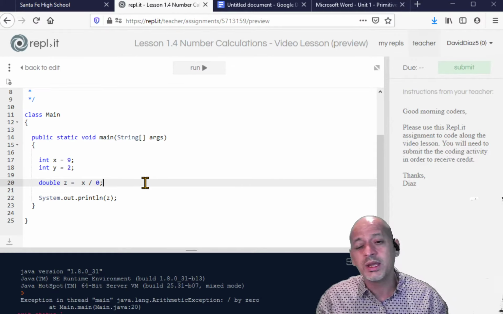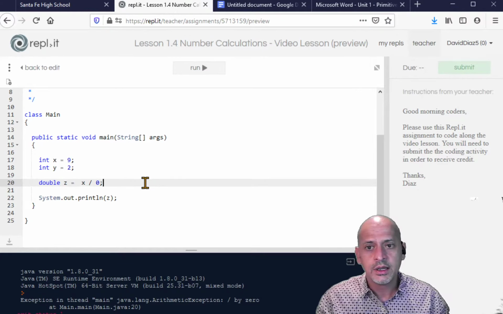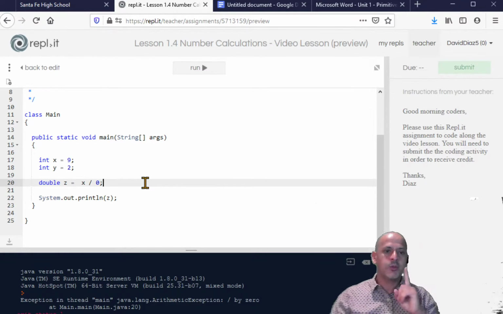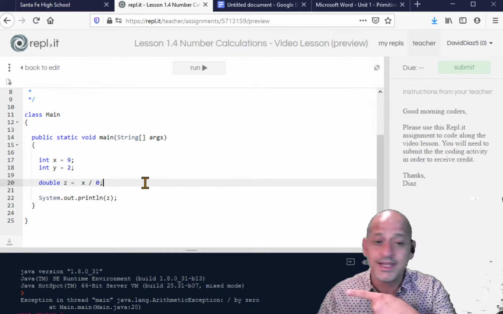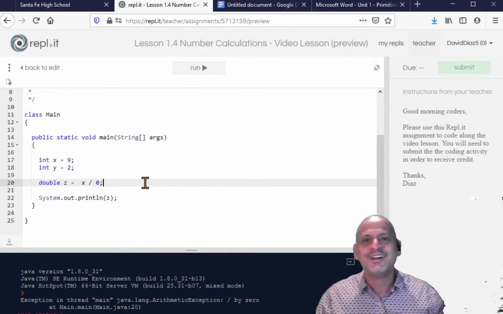We're actually going to be coming back to that once we go into if statements, but that'll be later on. For now, you have to remember, just like your math teachers told you, you cannot divide by 0. Java is telling you, you cannot divide by 0.